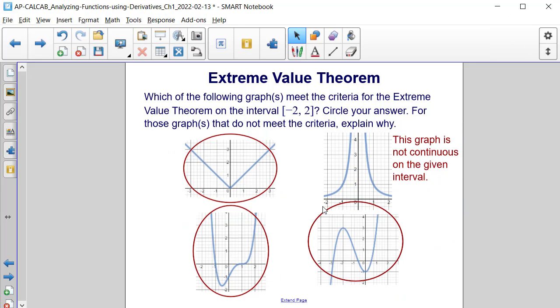And here are the solutions to this extreme value theorem example. They do match exactly what we said. We circled the first one, this third one, and fourth one because they fulfilled the extreme value theorem, whereas the second one in the upper right-hand corner is not continuous, so therefore it doesn't satisfy the theorem.